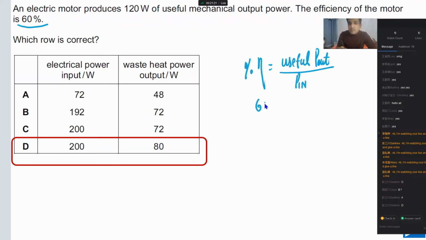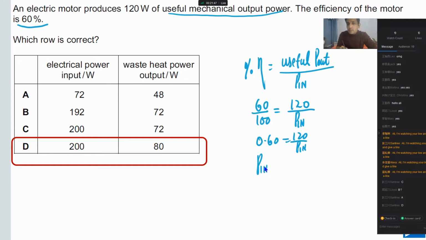It means 60 divided by 100. The mechanical output power is given, that is equal to 120, and this is useful. So we can calculate total P in. You can write down this is 0.60, and here you have 120 divided by P in. If I need to calculate P in from here, it will be 120 divided by 0.60. So you will get 200. This is P in.